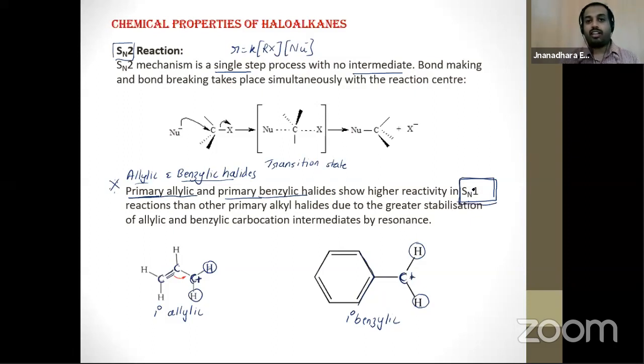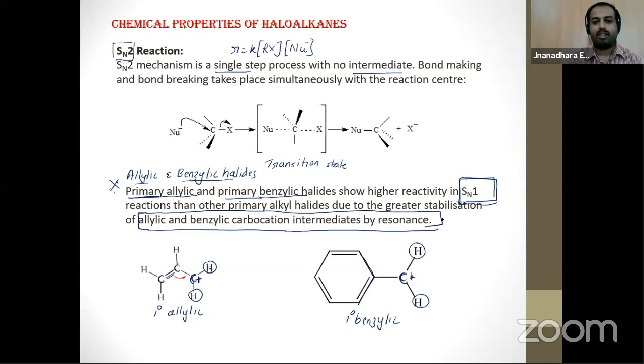I am stressing this because the moment we come across a primary alkyl halide, we straight away conclude that the SN2 mechanism is likely. But these are special cases. Allylic and benzylic halides, though primary, still react via SN1. The reason is that allylic and benzylic carbocations are stabilized by resonance.